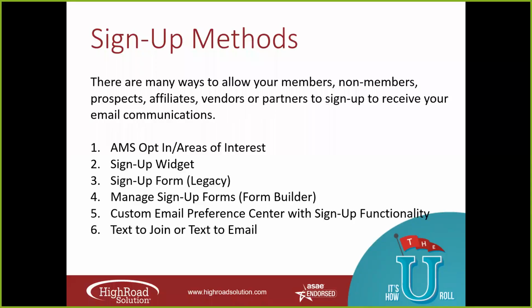So the different sign-up methods, there are many ways to allow your members, non-members, prospects, affiliates, vendors, or partners to sign up to receive your email communications. So first, there's an AMS opt-in in areas of interest. Basically, this is a way to allow somebody to opt in maybe from your website, and it's actually creating a record in your AMS database for prospecting purposes. That way you can entice them to convert to membership at a later time and date.